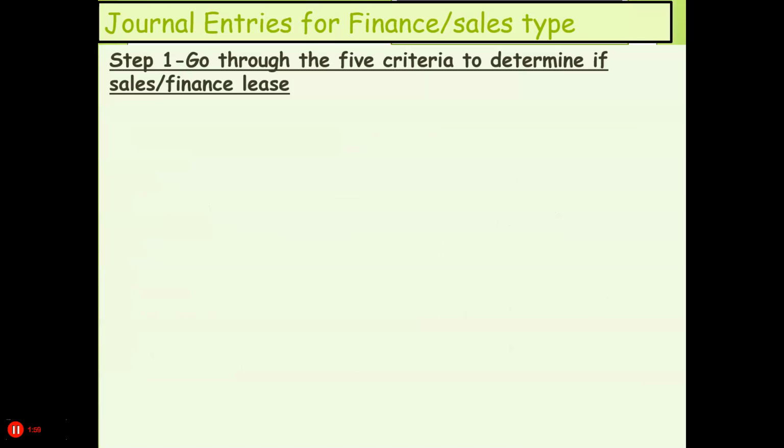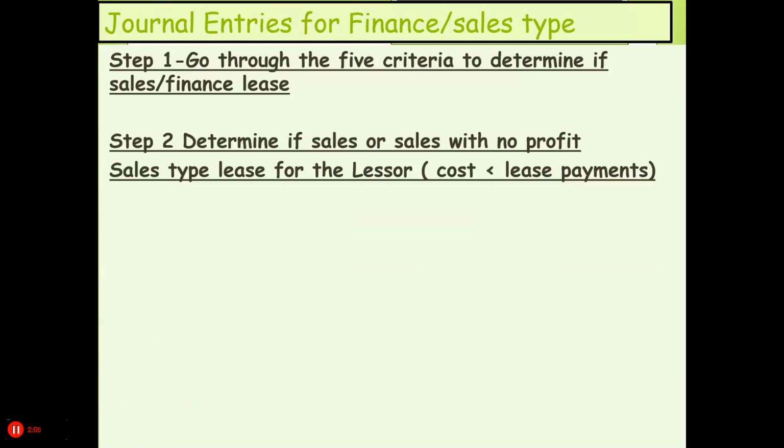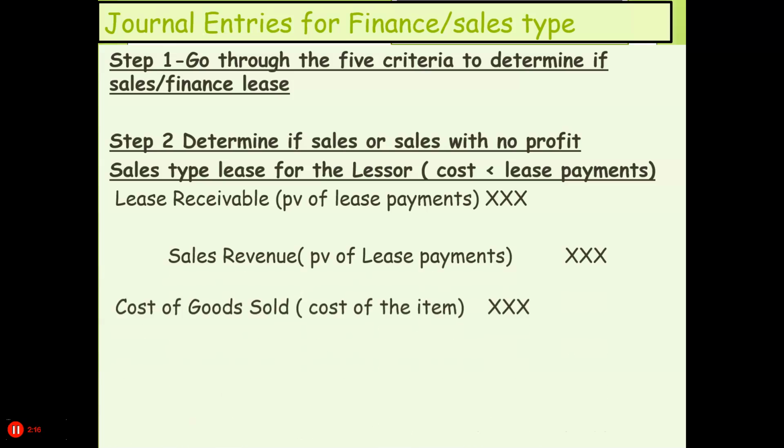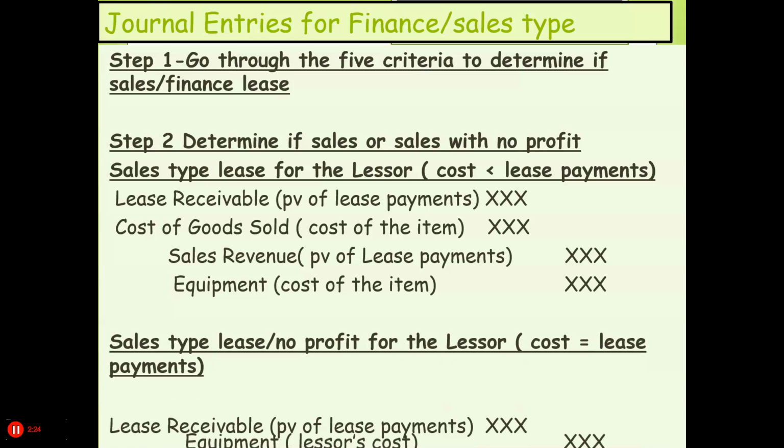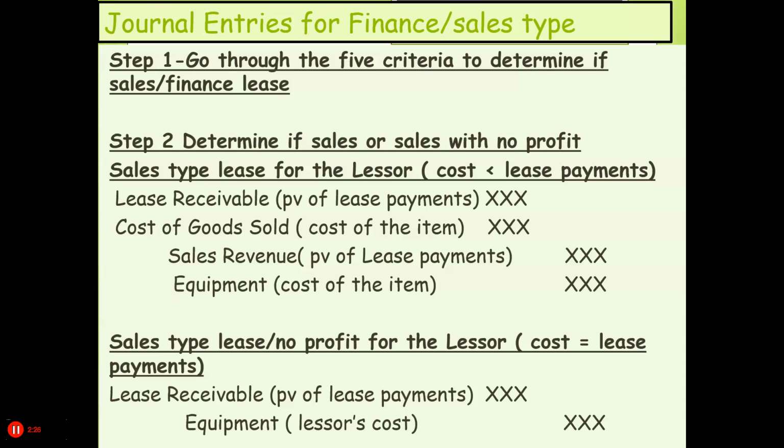Now, when we go through the criteria to determine if it is a sales type finance lease, first of all, we determine what kind of lease it is. Then we determine, is there profit? If there is profit, then we're going to have to book cost of goods sold and sales revenue, and also take the equipment off the books. If it has no profit, all we're going to do is take the equipment off the books and book a lease receivable.